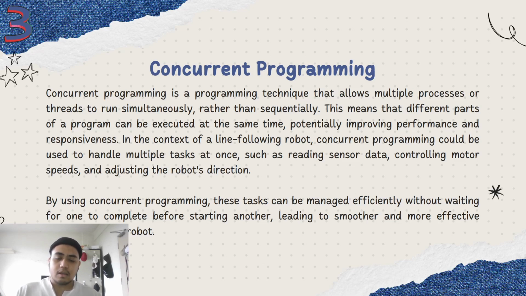In this context of a line following robot, concurrent programming could be used to handle multiple tasks at once, such as reading sensor data, controlling motor speed, and adjusting the robot's direction. So, by using this concurrent programming, these tasks can be managed efficiently without waiting for one to complete before starting another, leading to smoother and more effective operation of the robot.